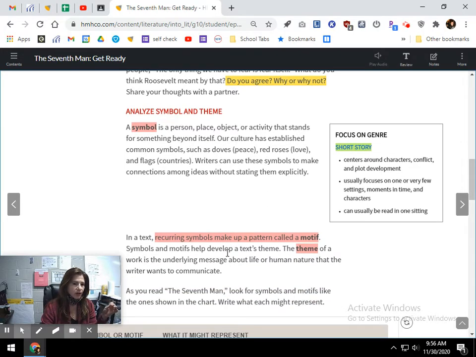So here's your next term, which may be a new term for you. So go ahead and highlight this definition. In a text, a recurring symbol that makes up a pattern is called a motif. A motif.